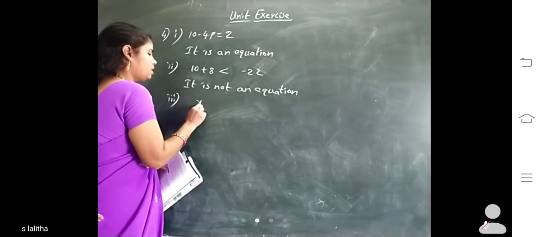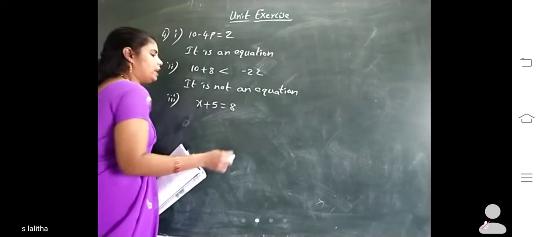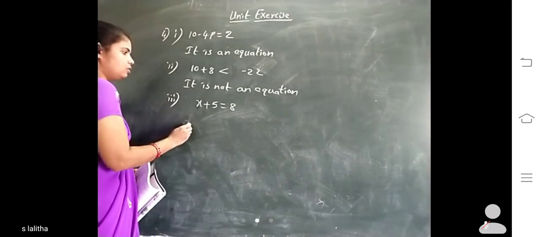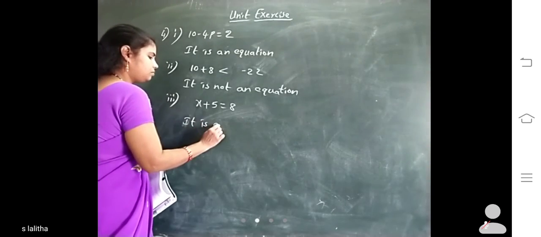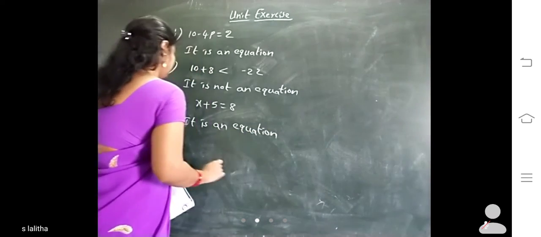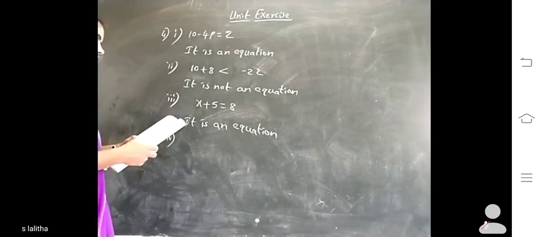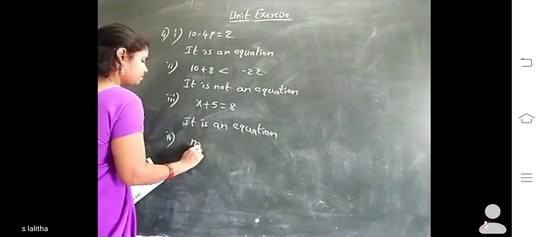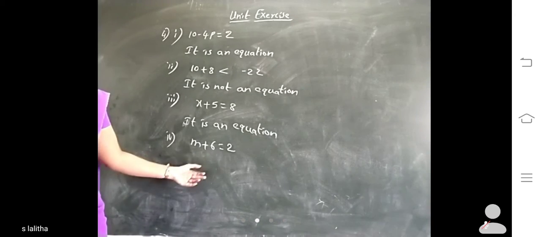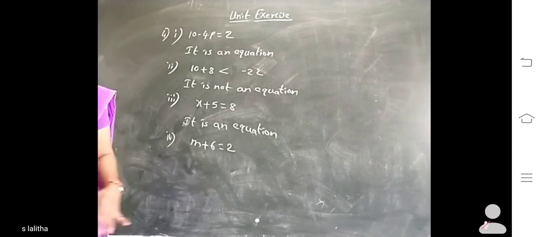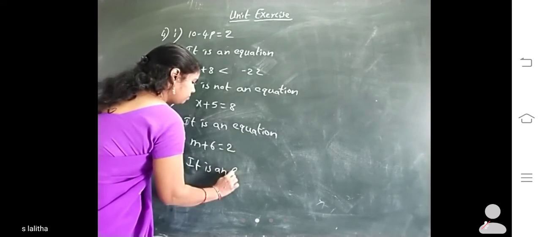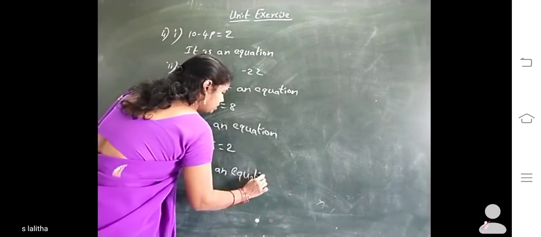Next. x plus 5 equal to 8. Is it an equation or not? Yes, it has an equal to symbol, is it not? So it is an equation. Fourth one, m plus 6 equal to 2. Is it an equation or not? Yes, it has an equal to symbol, is it not? So it is an equation.